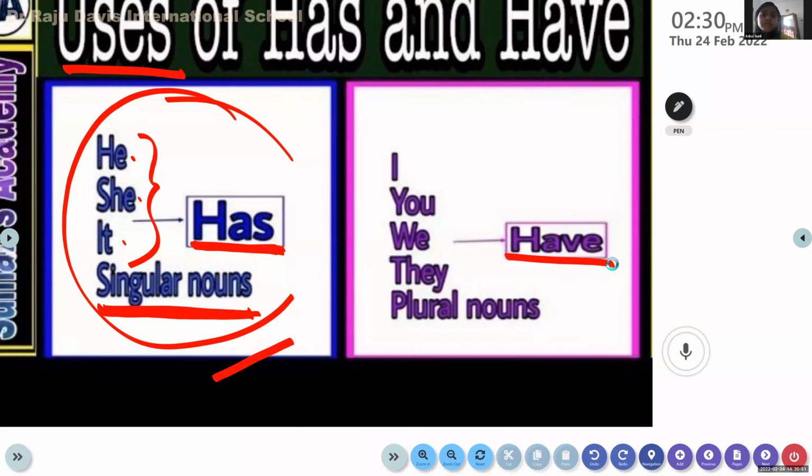If you write it, it takes such a long time. That's why I'm sending you the notes for you to write it. Copy down the notes. Okay. Have is used with plural nouns and also with I. Come on, say it. We, they. Come on, say it. They. Okay.